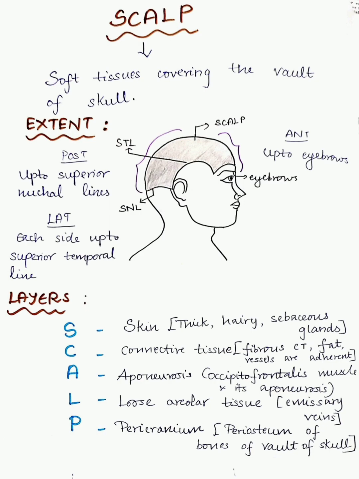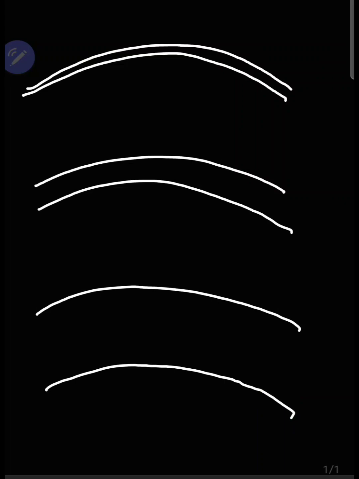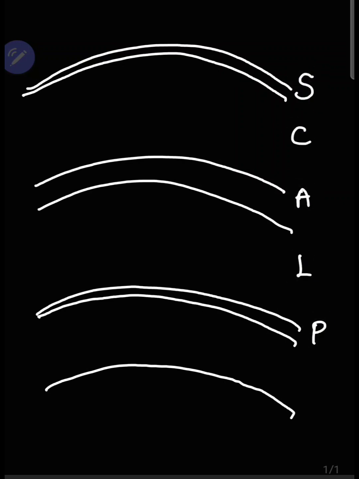Next there are layers of the scalp. Okay, now we are going to learn how to draw the layers of the scalp. So first, draw a thin double line. Then draw a bigger double line. Then third double line should be bigger than the second one. Okay, so first draw like this. Now draw a double line on the third line. Now mark S, C, A, L and P.